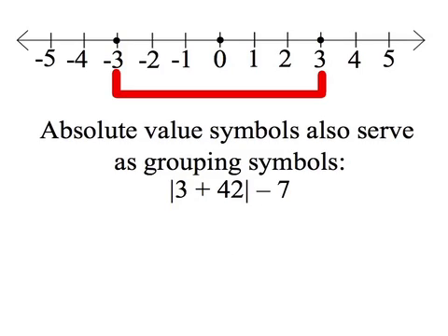They are also grouping symbols. So in this expression, we do what's inside the absolute value first, which is 3 plus 42, or 45, and then we take the absolute value of 45, which is 45, and finally we do the subtraction to get 38.